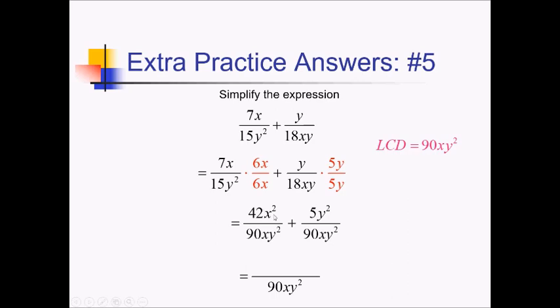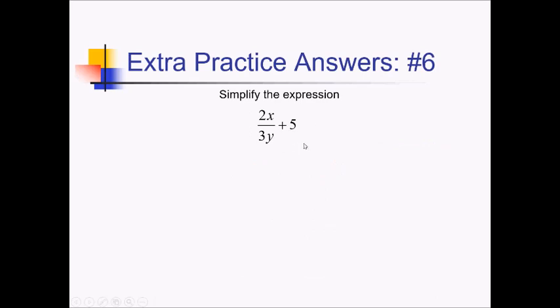Now, since 42x squared and 5y squared are not like terms, I can't combine them. The best I can do is just write 42x squared plus 5y squared. And since there's no way to factor this further or cancel anything else out, this is as simplified as it's going to get. For this problem, we're trying to simplify this rational expression.